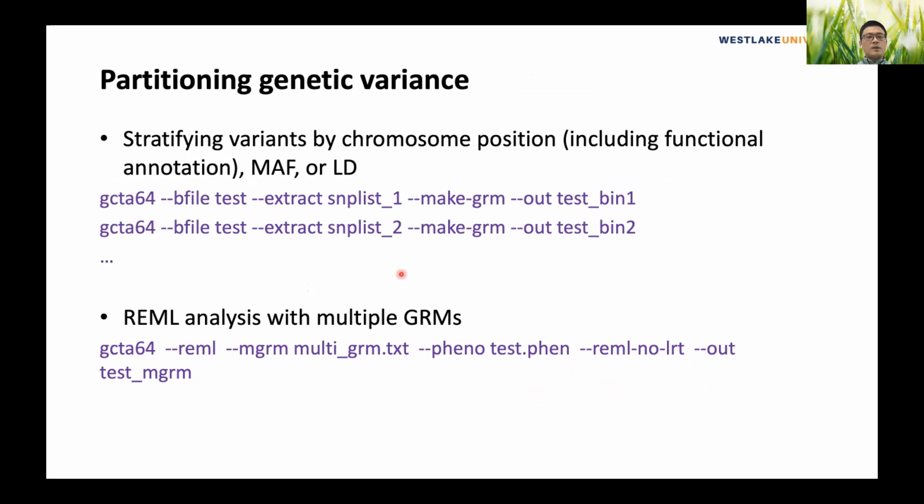You can also run a GREML analysis with multiple components. In that case, you can basically stratify the variance by different information. For example, you can divide the variance into different chromosomes, gene regions or intergenic regions, minor allele frequency, or LD scores of the variants. So basically, the variance can be divided into many different groups, and then you run a GRM computation for each group, create lots of GRMs, and then fit all the GRMs together in a REML analysis to partition the genetic variance into different groups of variants.